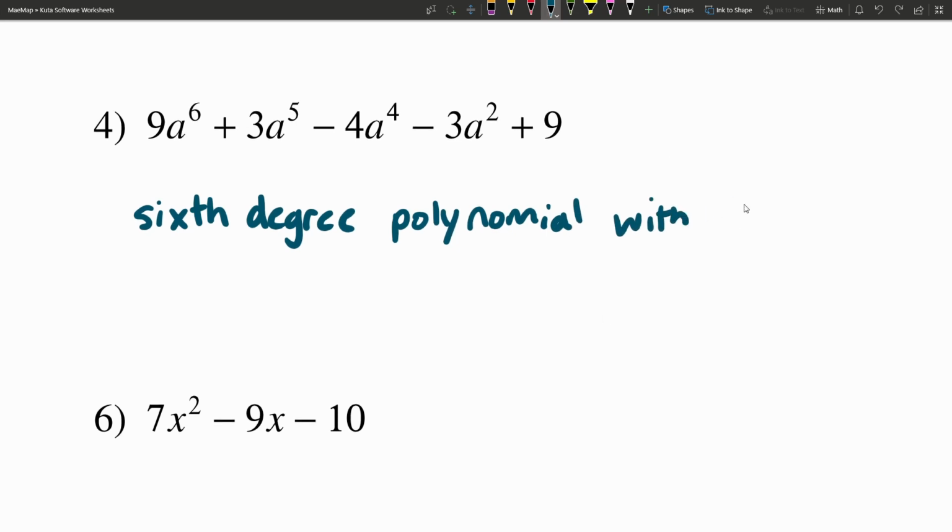So we're going to just call this a 6th degree polynomial with 5 terms. There's not a special name for a 6th degree, and there's not a special name for a polynomial with 5 terms. Thus, we're going to leave this as a 6th degree polynomial with 5 terms. Let's move on to number 5.